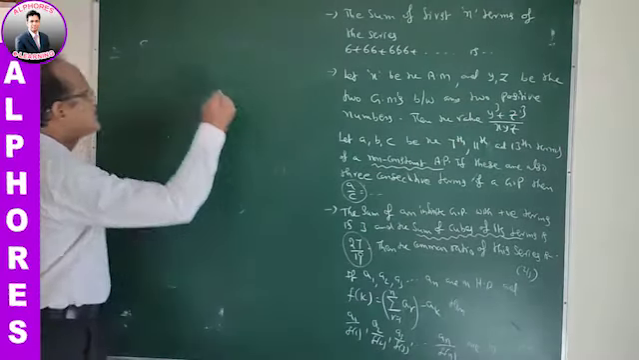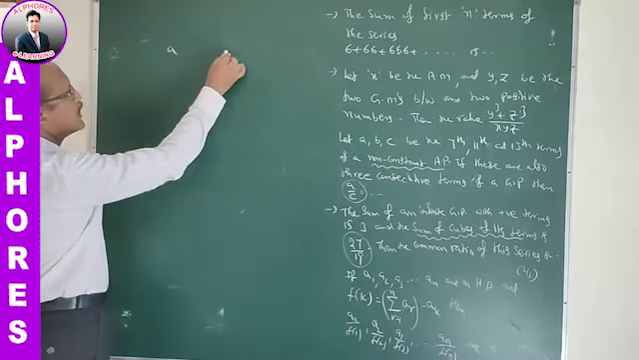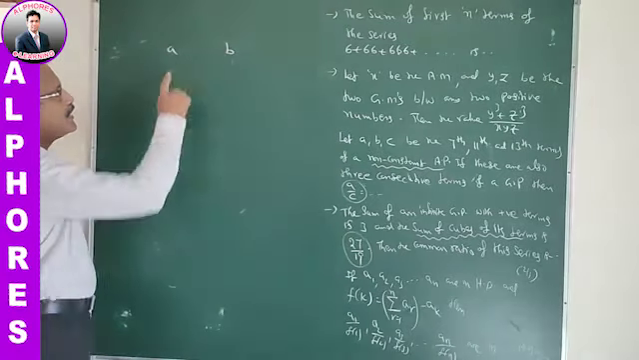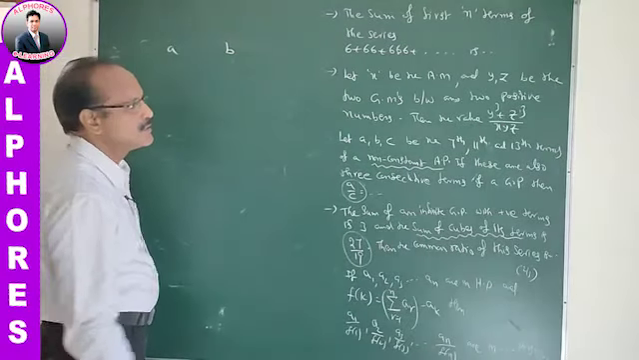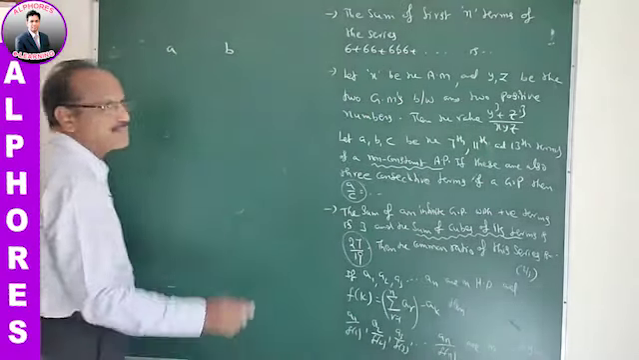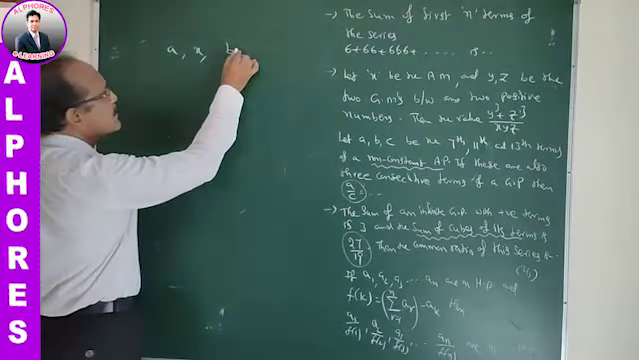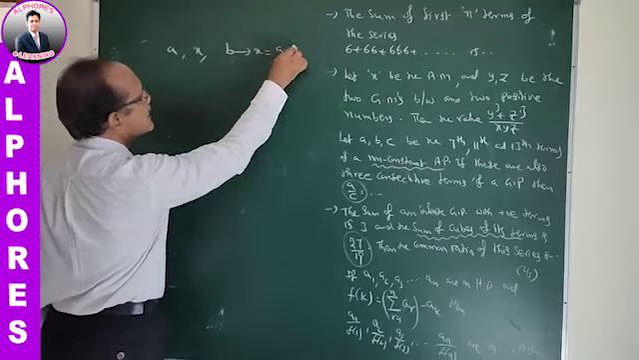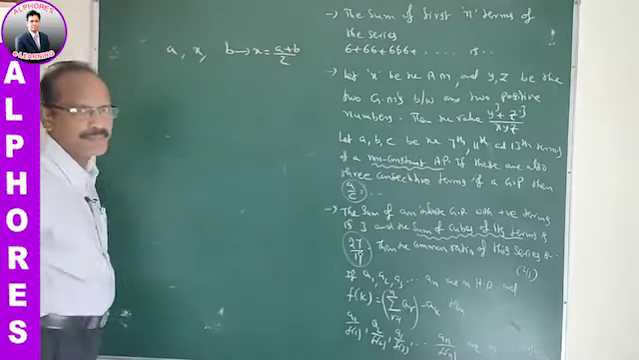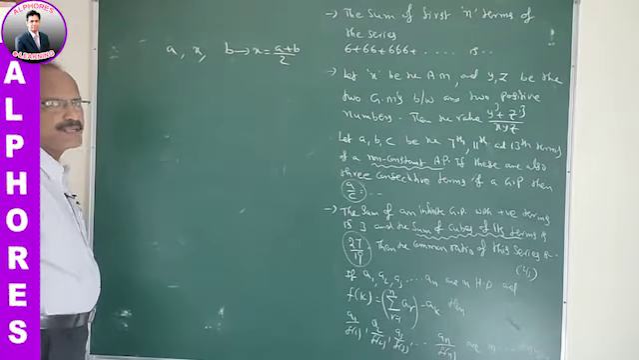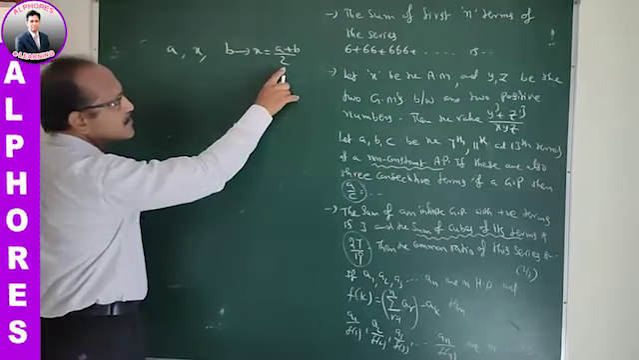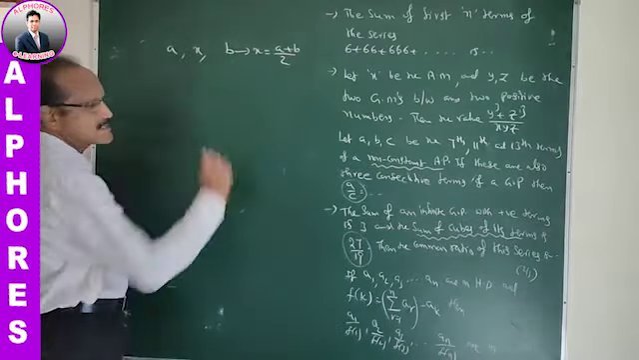Let the two positive numbers be a and b. Let a and b be the two positive numbers. Given that x is the arithmetic mean. Now the arithmetic mean procedure: x is given by a plus b by 2. A plus b by 2 is the arithmetic mean of a and b, that is given as x.